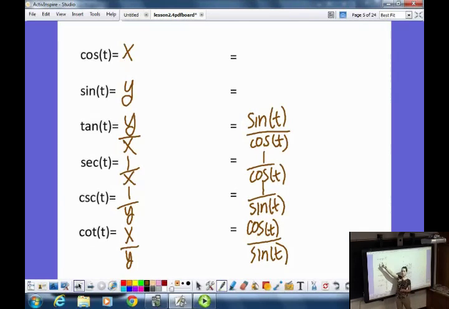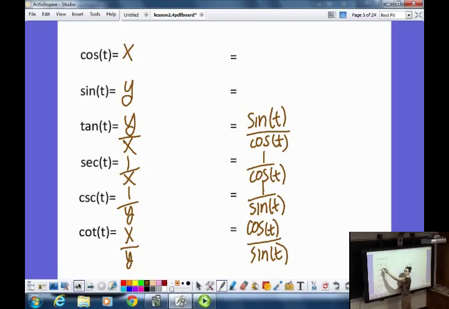Go the other direction, x equals what? Cosine of t. Cosine of t, right. And that's how we got the substitution over here. Wherever there was an x, I can directly replace it with substitution for cosine of t, because they are equivalent. And I can do the same thing for y.